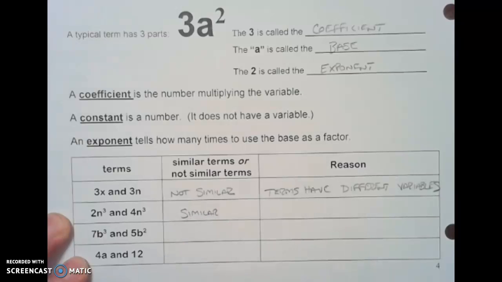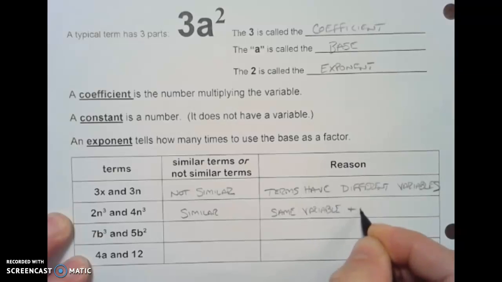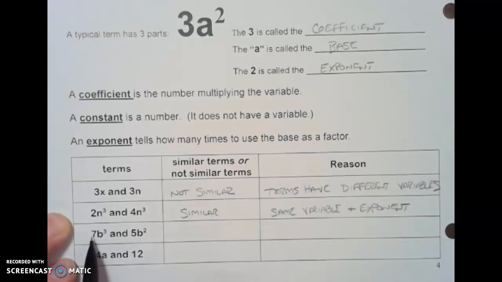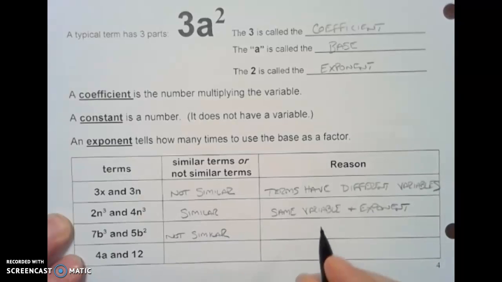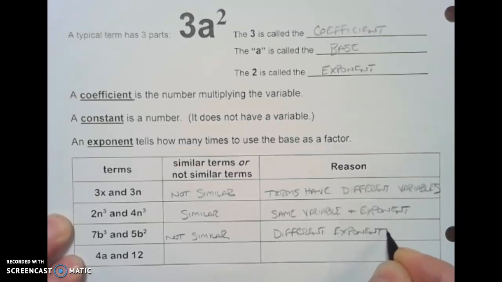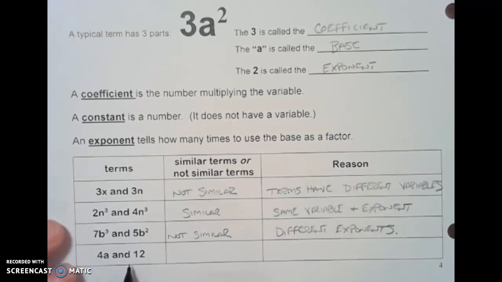terms. Okay, similar terms because they have the same variable and the same exponent. 7b to the third and 5b squared, these are not similar terms. Okay, and the reason why is because they have different exponents. They have the same variable, but again, it has to be the same variable and the same exponent. Finally, 4a and 12.